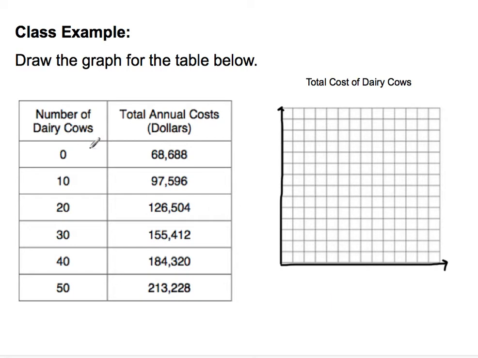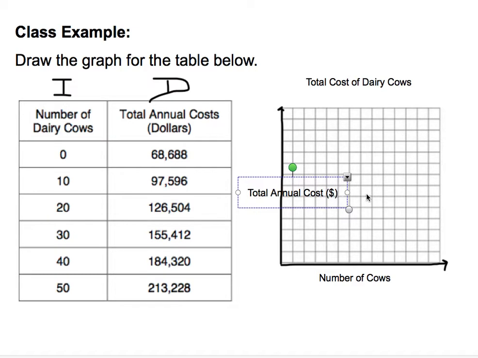So again, we have to ask ourselves, does the number of dairy cows depend on the total annual cost? Or does the total annual cost depend on the number of dairy cows? And the second statement is actually the one that makes the most sense. The total annual cost depends on how many cows you have. So I am going to put in my labels, number of cows, and I am going to put total annual cost, and I have to put my units in this one, and then I'm just going to flip it around.